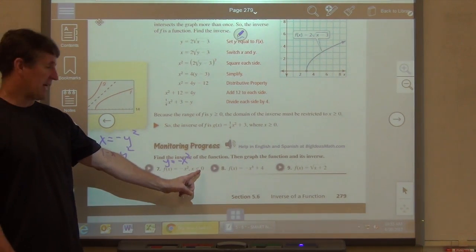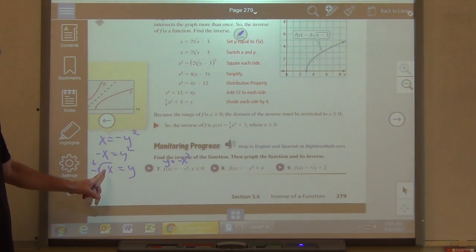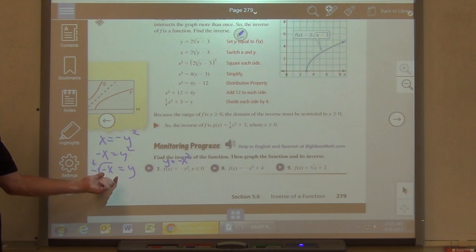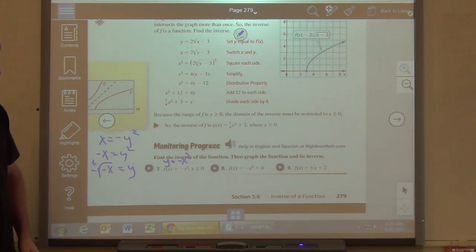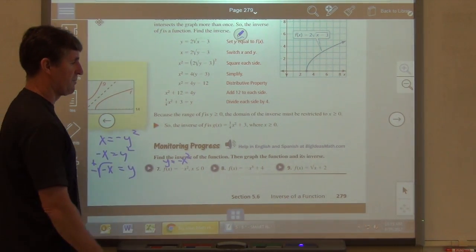Now, this would technically be plus or minus. This is the reason they put x is less than or equal to 0, because that way that's a negative, which makes this positive in here, so we can take the square root of it. If x was greater than 0, we'd have a negative and you'd have imaginary numbers. So that's why they made the restriction on that.